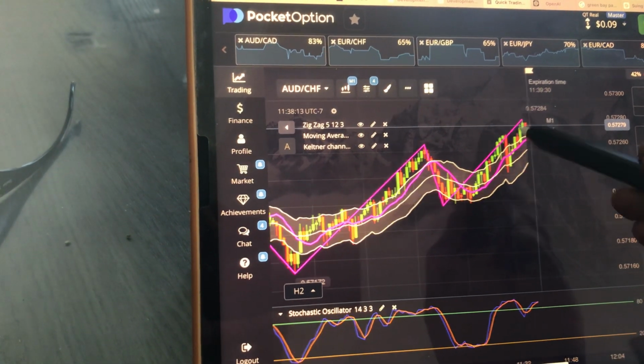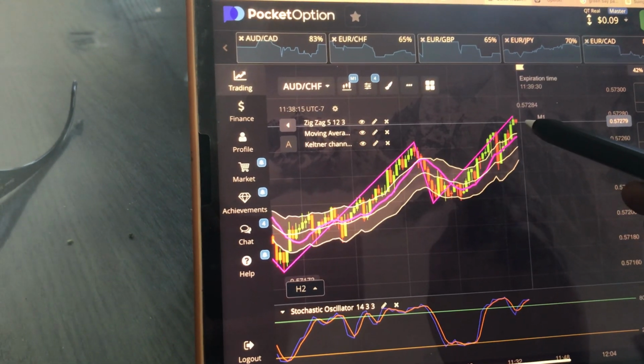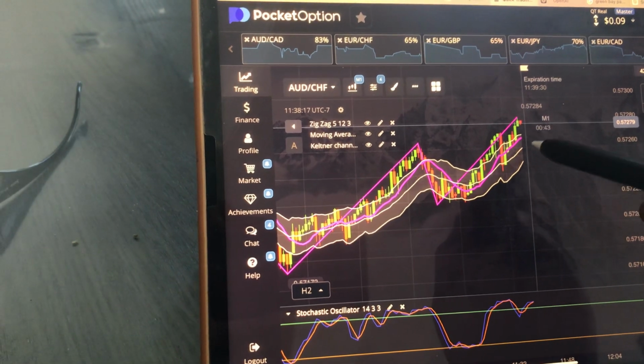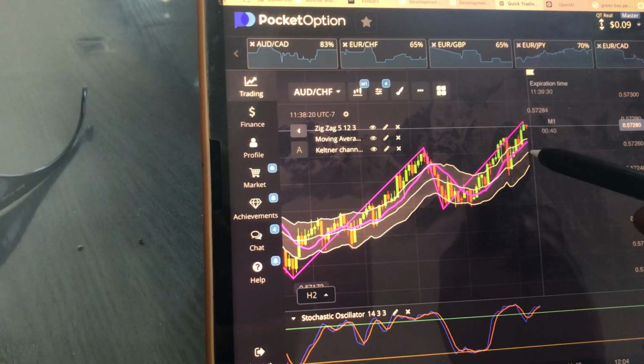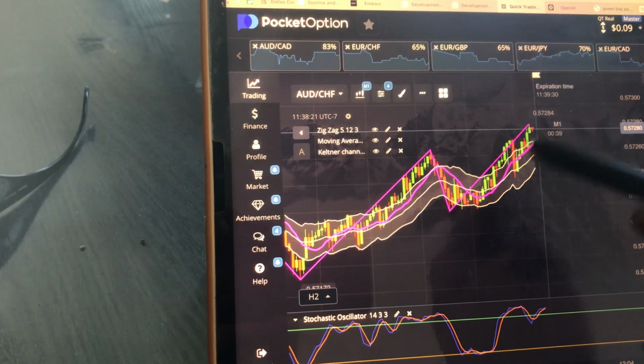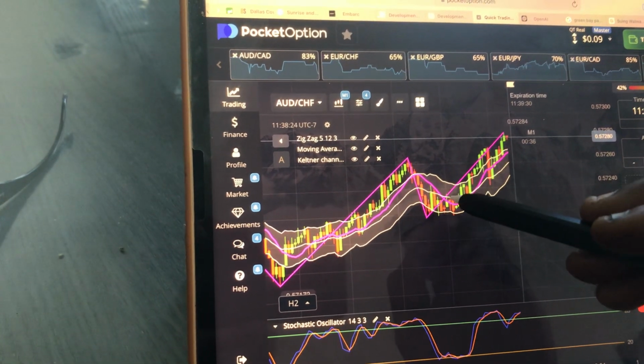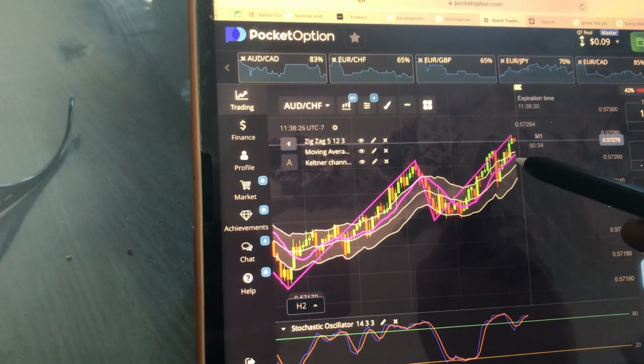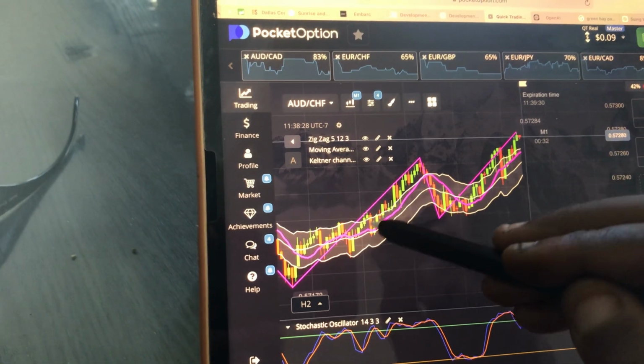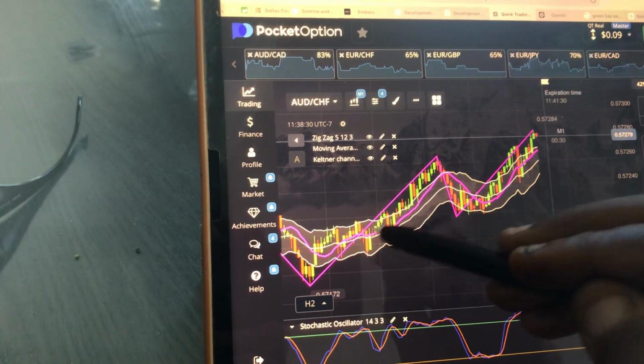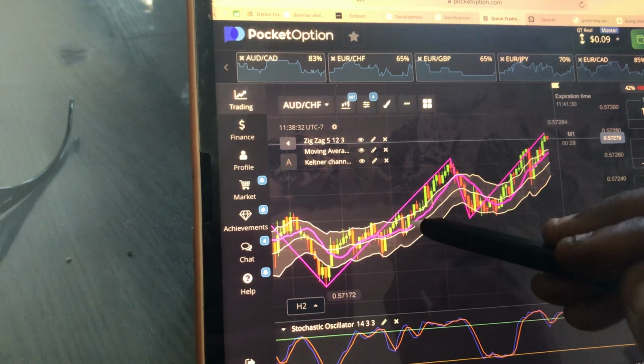I would put a trade in for 3 minutes right here, seeing if it hits the middle of the Keltner channel at least and bounces up. Because if you notice, that's the trend. It looks like it's hitting the Keltner channel here and then it's bouncing up. It was hitting the Keltner channel here and then it was bouncing up.